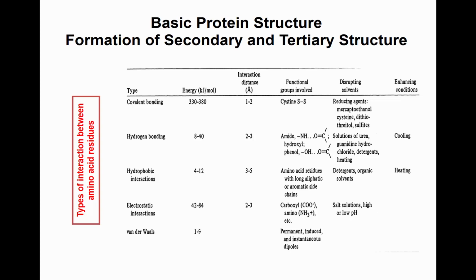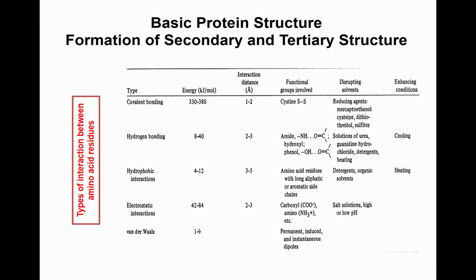You don't need to know the distance here, but I would like you to know what functional groups are involved in each bonding. So for the disulfide, cysteine; for hydrogen bonding, these are the amide, hydroxyl, phenol. Hydrophobic groups, the aliphatic and aromatic side chains. Electrostatic, the charged groups, and for van der Waals, any neutral groups would be involved. There are a lot of them.